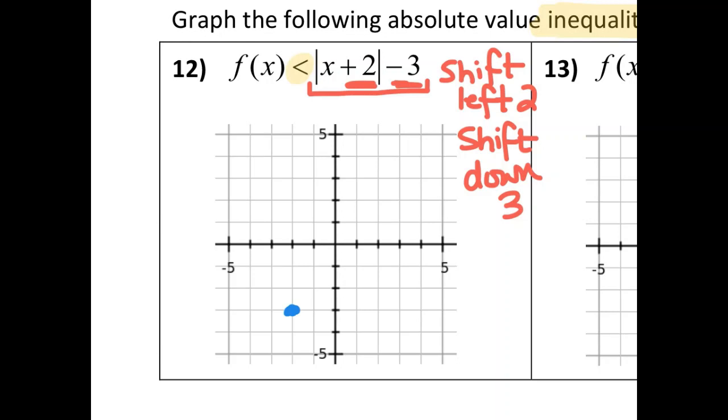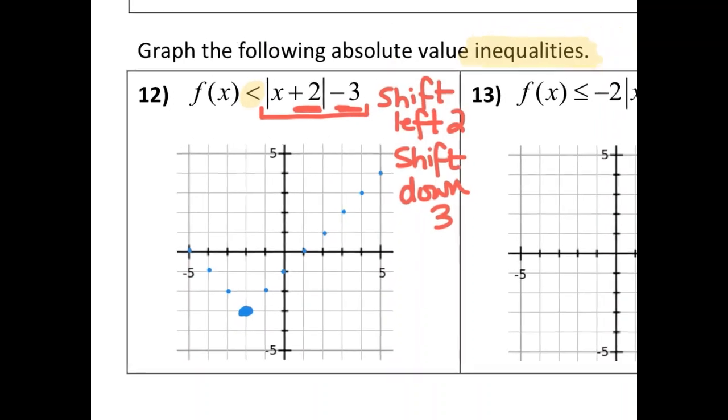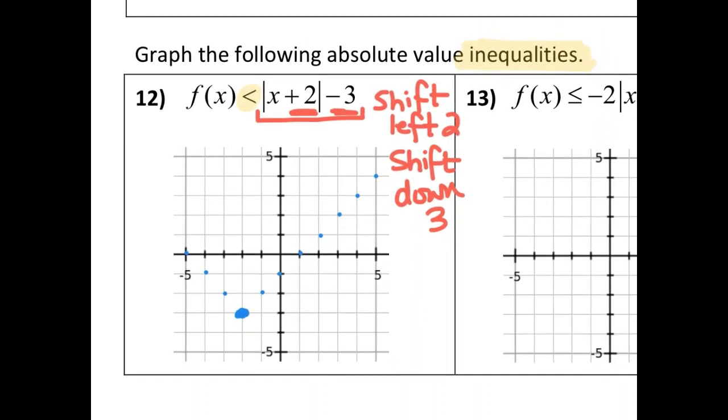And now I'm back, so we shifted to the left 2 and down 3. Because there's no number in front of the absolute value, there's no A number that changes the slope, our slope for this is just going to be up 1 and over 1. So the slope on the right is 1, and the slope on the left, remember the left is going to be symmetrical to the right. But there's going to be a difference here, and I want you to compare number 12 to number 13. And see that in number 13, it says less than or equal to, but in number 12, it's just less than.